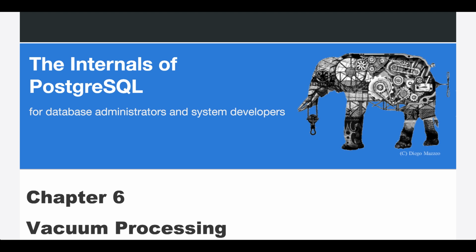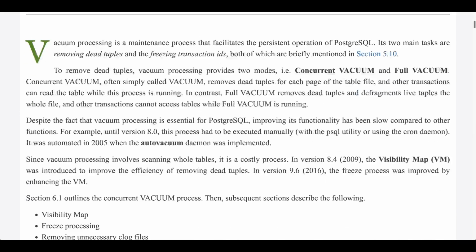The Internals of Postgres. Chapter 6, Vacuum Processing. Vacuum processing is a maintenance process that facilitates the persistent operation of Postgres.